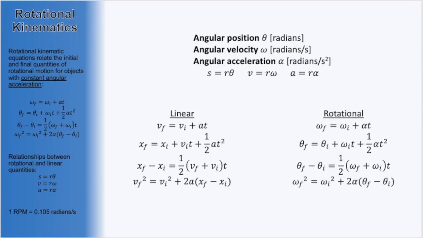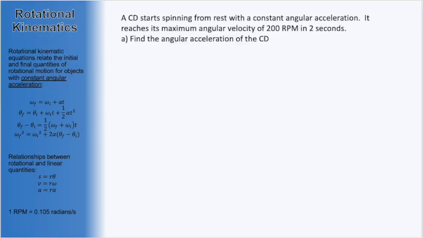And finally, instead of linear acceleration, we have angular acceleration, which describes how quickly our angular velocity is changing in radians per second squared. Each of these angular quantities can be changed back over to their tangential or linear equivalent by multiplying by the radius of your rotational motion. Let's go through a multi-part question to see how rotational kinematics works and how it connects back to linear quantities.